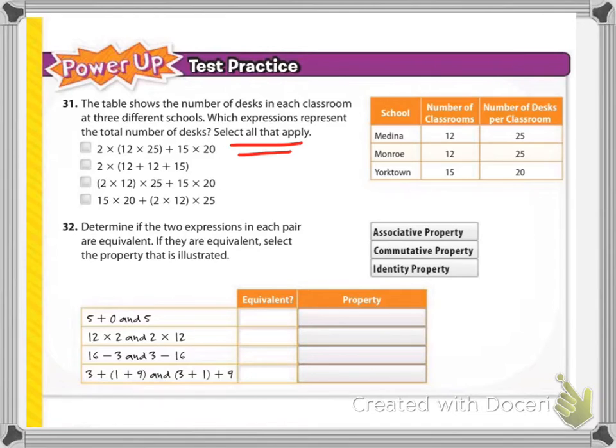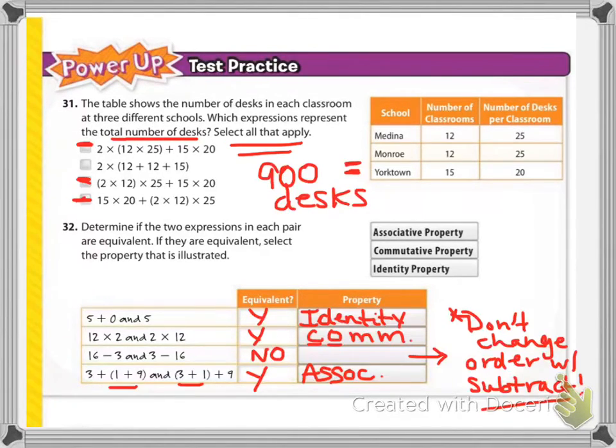Okay, the table shows the number of desks in the classroom at 3 different schools. Which expressions represent the total number of desks? And you must select all that apply. Okay, I had to pause and I went ahead and worked the problem, so now you can check the answers. For 31, you can see the 3 that were selected. All of those, no matter how you work it, you would get a total of 900 desks.